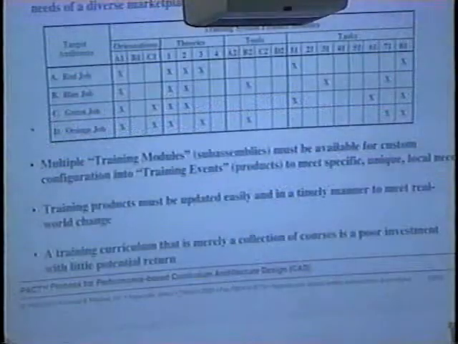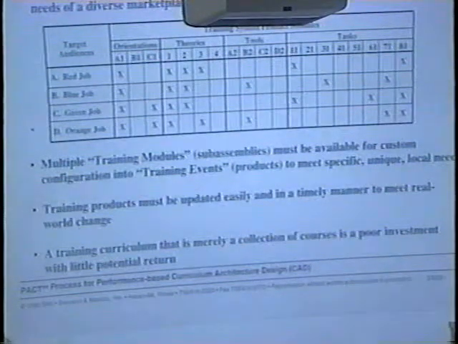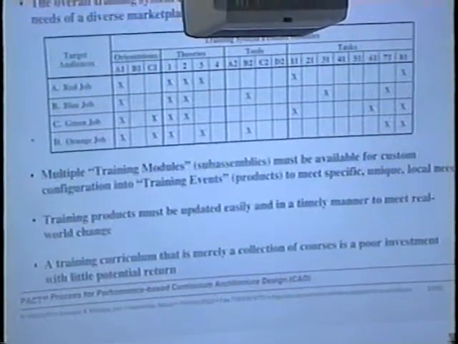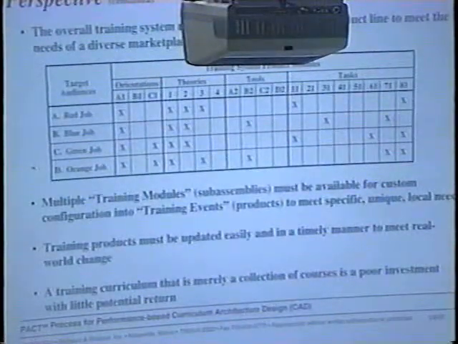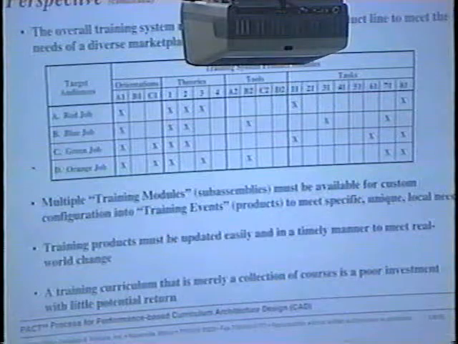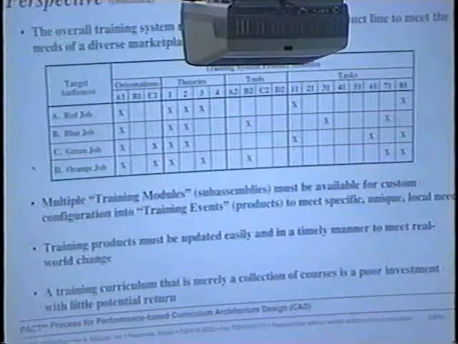Your training system needs to be somewhat modular, we think, because you need to meet the needs of a diverse marketplace. You might have various jobs, red jobs, blue jobs, green jobs, etc., and you have a bunch of modules, sub-assemblies of your products, some of which are needed by your customer. When I buy a car, I've got CDs now. I don't buy a car with a cassette tape player. I buy one with CDs. Somebody else might want to still buy the one with a cassette.